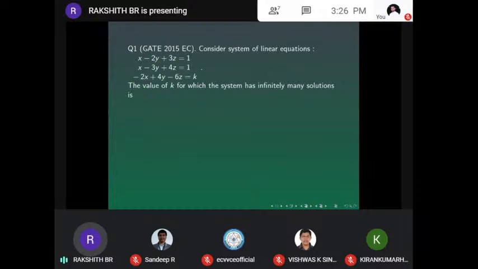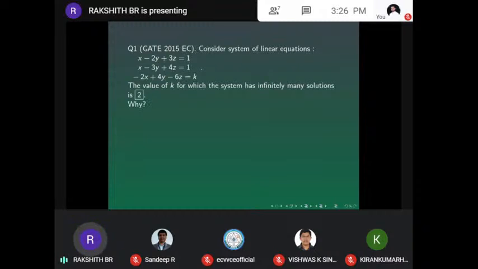If you want to talk about infinitely many solutions, you need to know the rank of the coefficient matrix A and the rank of the augmented matrix. Here you can solve this directly, but I will tell you the procedure. If you are thorough with this subject, you can directly write down the value of k. Actually, I will tell you the answer: the value of k must be equal to 2 if it must possess infinitely many solutions.